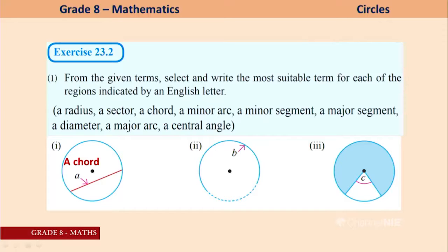The second one, look at that. There is a curved line. They ask about symbol B. So, B is a major arc. Okay, children. Third question. I'll give a minute to do the third question. Try to do that. C, simple C. What is this simple C? C is a central angle.